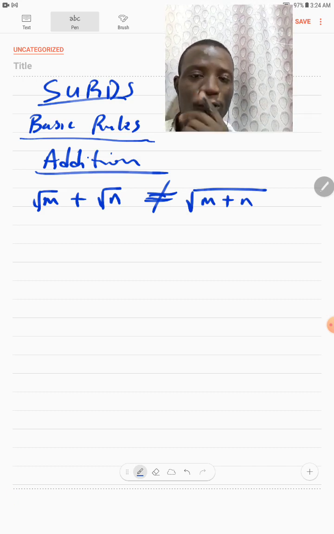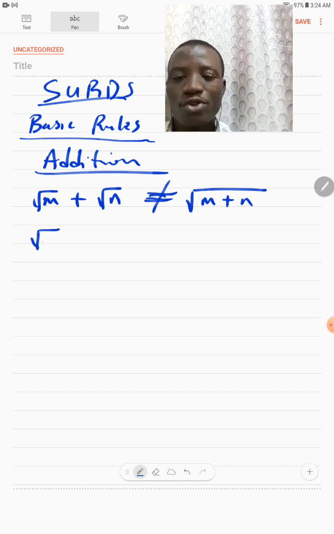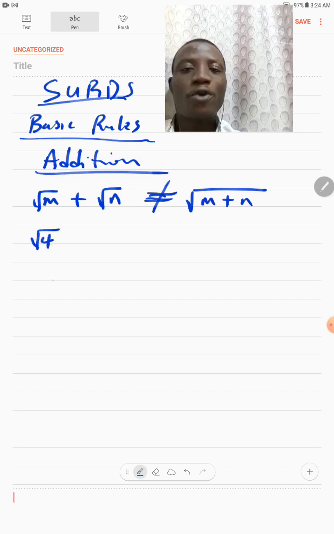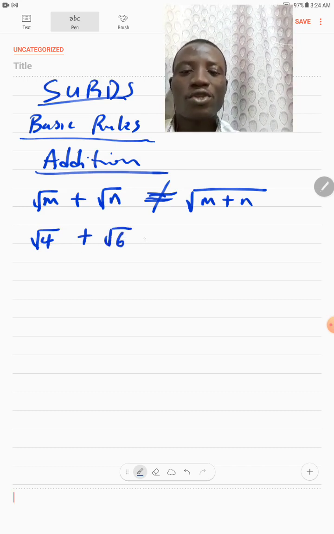I'm going to use a perfect square to explain this so that you see it clearer. The example I will use is root 4, and I'm going to use the square root of 16. So let's solve this. Square root of 16 rather.